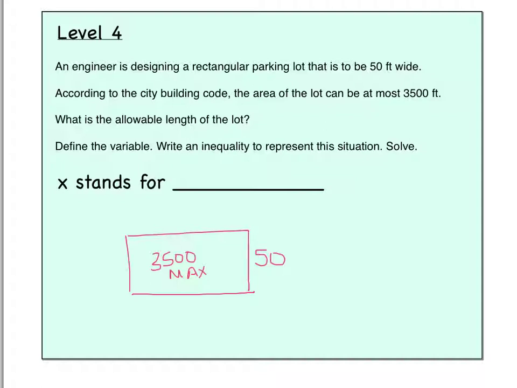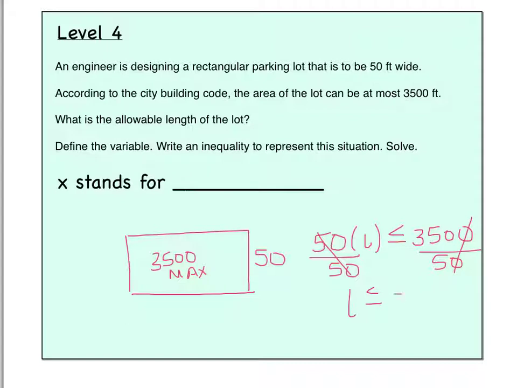So we want to figure out what is the allowable length. So we would say 50, our width, times our length, we'll call L, can be less than or equal to 3,500. So I'm going to divide both sides by 50. And our length would have to be less than or equal to 70. X, we called it L, stands for length.